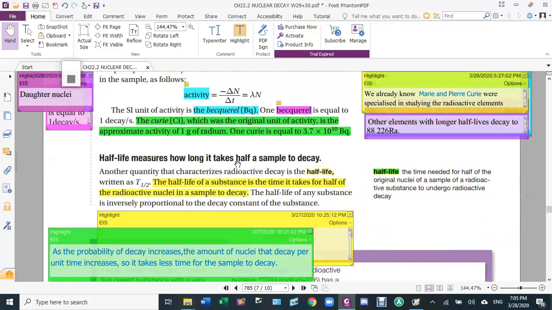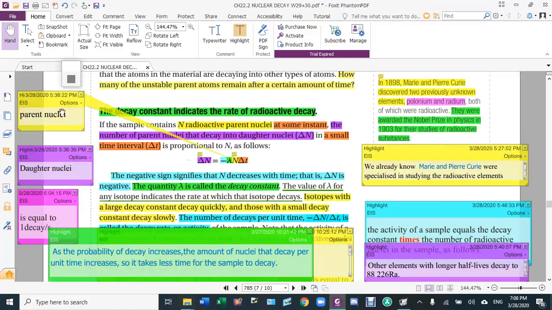Okay. The SI unit of activity is the becquerel. The unit is the becquerel in the International System. One becquerel is equal to 1 decay per second. The curie, which was the original unit of activity, is the approximate activity of 1 gram of radium. 1 curie is equal to 3.7 multiplied by 10 to the power 10 becquerel.